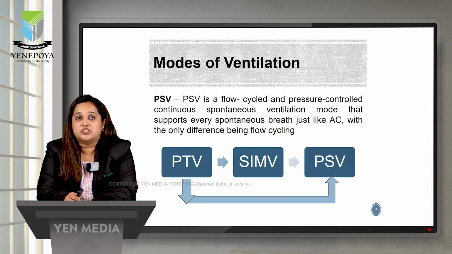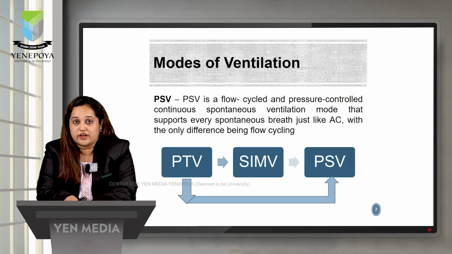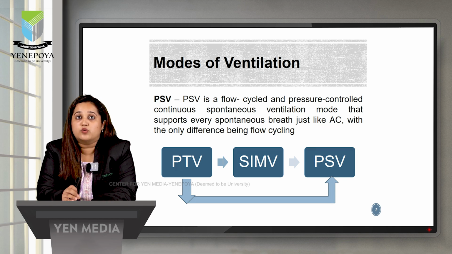PSV is pressure support ventilation. It is a flow cycled and pressure controlled continuous spontaneous ventilation mode that supports every spontaneous breath just like assist control, with the only difference being flow cycling. In PSV, every breath will be supported, but it won't be fully mechanically supported. Just a slight support will be given to the baby. The rest of the work is done by the baby itself. So per se, this is a completely spontaneous mode where all of the burden is put on the baby and the ventilator is just pushing the baby to breathe better.